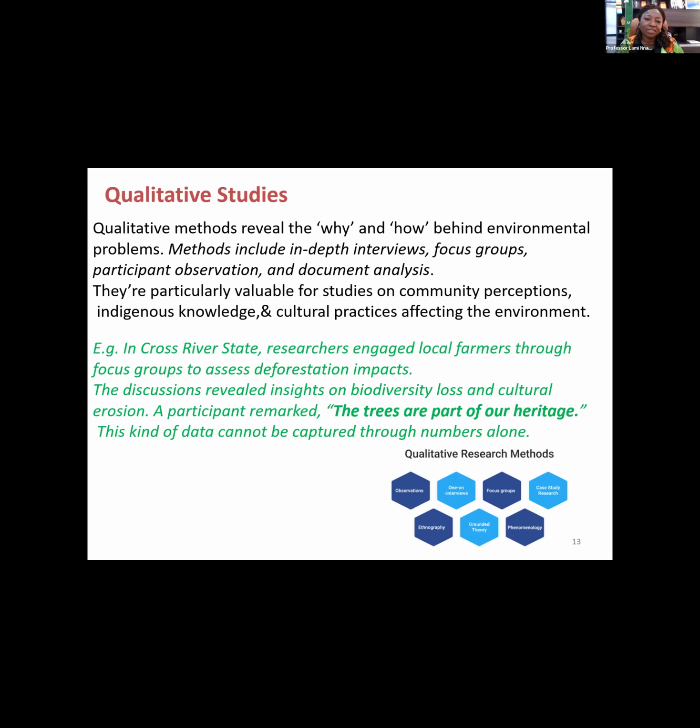So qualitative studies, on the other hand, reveal the why and how behind environmental problems. In-depth interviews, focus groups, you observe participants, you do document analysis, okay? For example, in Cross River State, researchers engage local farmers through focus groups. Focus group discussions means you just get a particular group of the community and then you interview them, okay? Discuss with them, and then you gather your data.